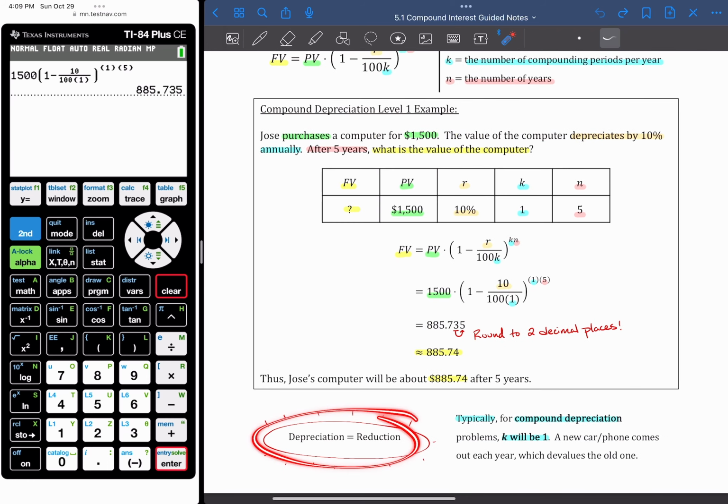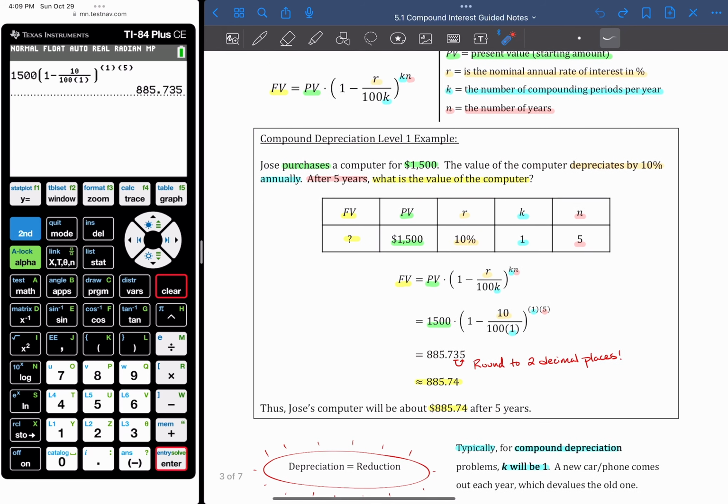Remember, depreciation means reduction. The problems are going to be mixed. I'm going to give you some interest questions and depreciation questions. You need to be able to decide what type of formula we're going to use. Am I adding or am I subtracting?